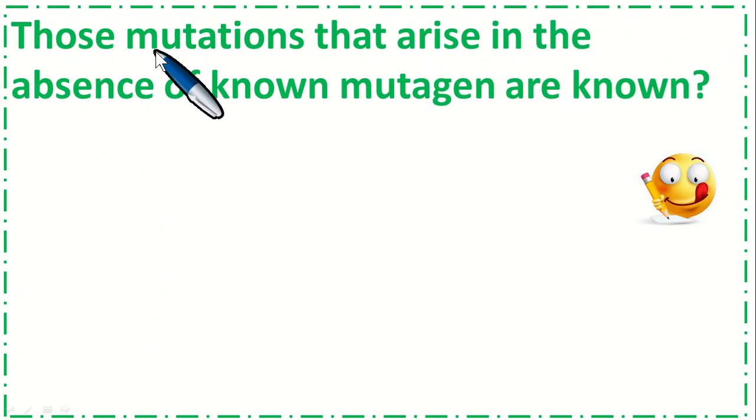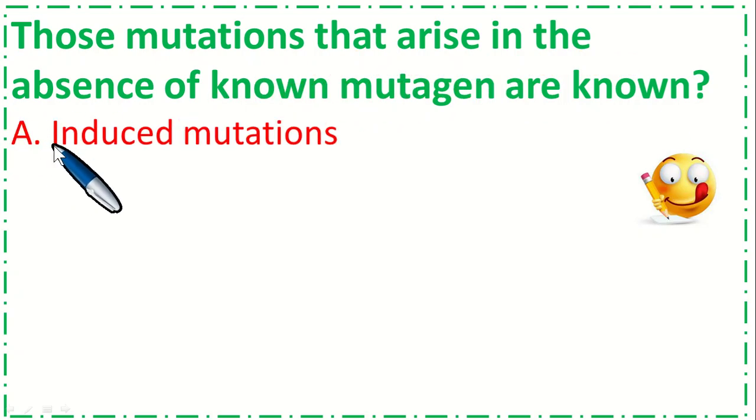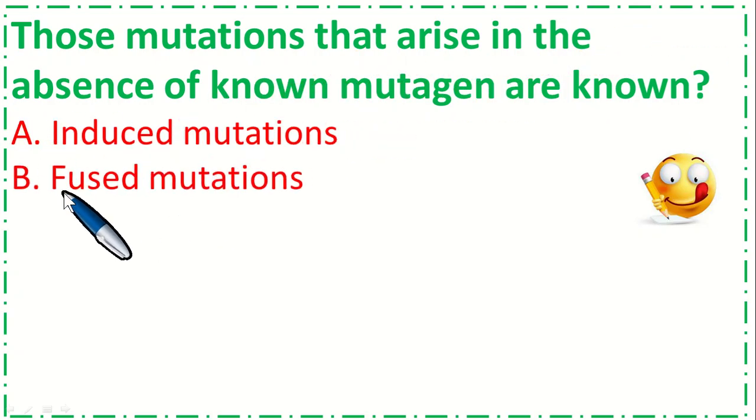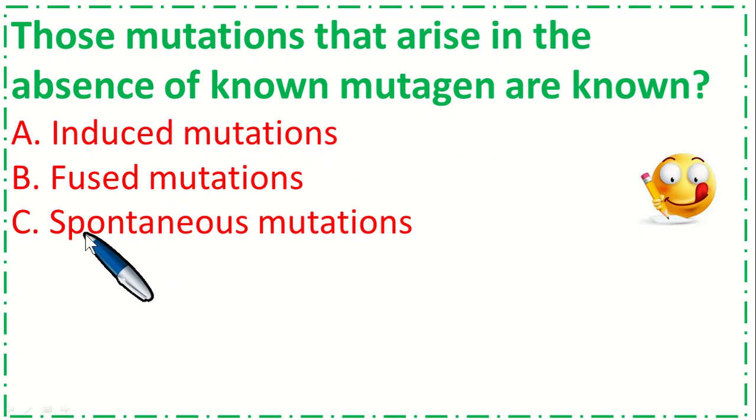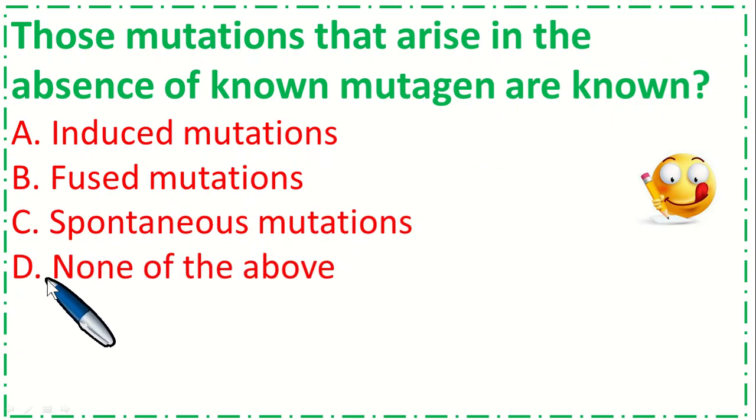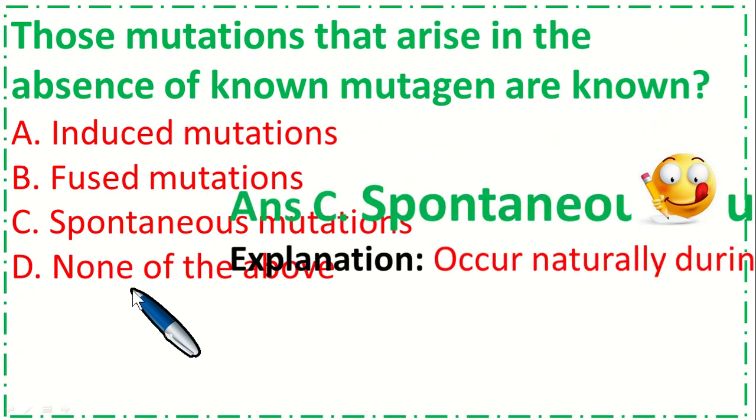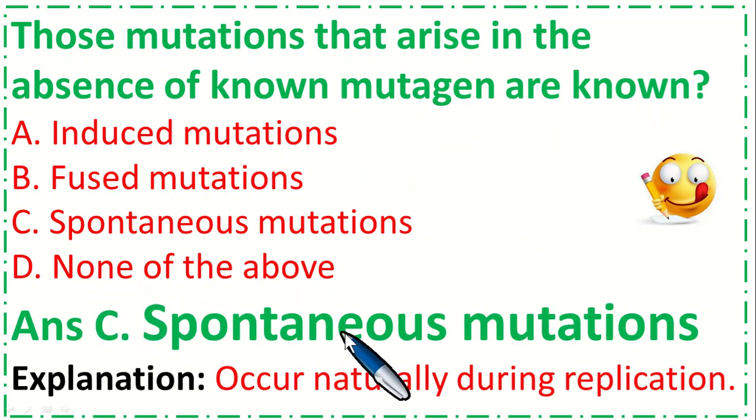So this is the last MCQ. Those mutations that arise in the absence of a mutagen are known as option A, induced mutations, B, fused mutations, C, spontaneous mutations, and option D, none of the above. So the correct option is C, spontaneous mutation, which actually occurs naturally during replication.